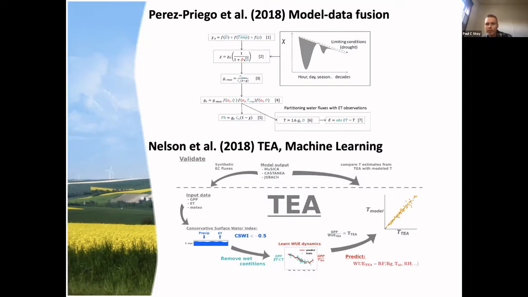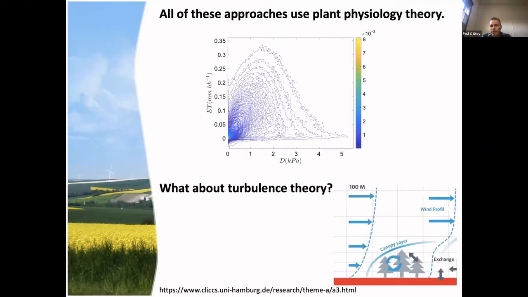And then Jacob Nelson is going to be discussing later today different partitioning approaches, including, I assume, his T approach, which is a machine learning type approach that is taking multiple different data sets and plant physiological theory, and coming up with a solution for how much water is entering the atmosphere through plants and how much is not. So all of these approaches so far have used some aspect of theories that we understand of plant physiology, the response of transpiration to vapor pressure deficit.